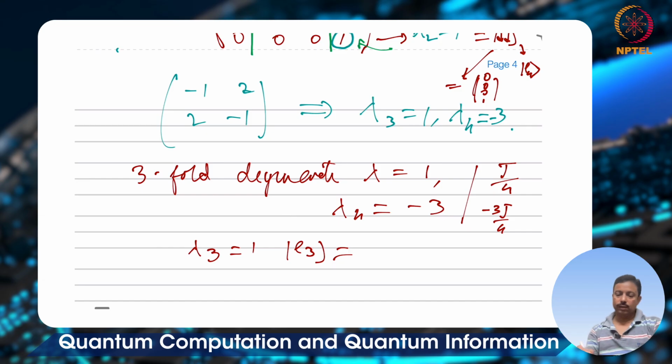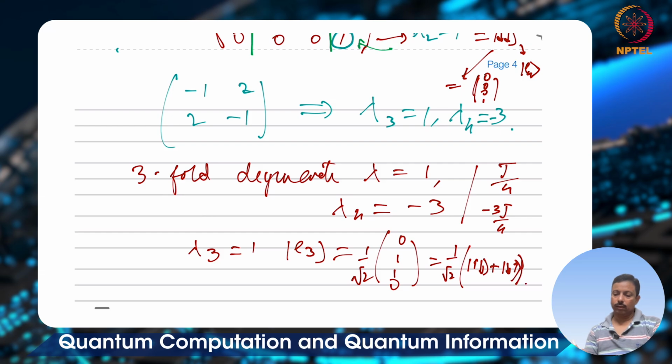Once we diagonalize the block, E3 and E4 are not that simple. So E3 is a column vector 0 1 1 0, with a normalization 1 by root 2. So this is nothing but 1 by root 2 times up down plus down up, one of the Bell states.